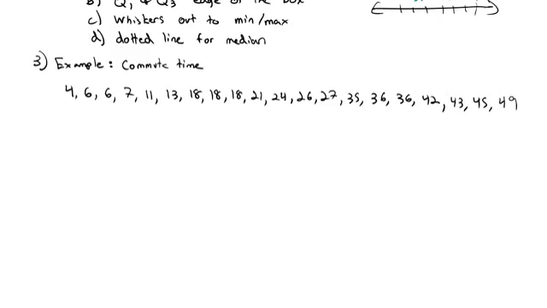We know there are 20 data values. So 20 cut in half is 10. We're going to have 10 below and 10 above. So 1, 2, 3, 4, 5, 6, 7, 8, 9, 10. Cutting in half, 10 below and 10 above, sticks us right between 21 and 24. Because it's right in the middle, we add those numbers together and divide by 2 to get our median value, which is 22.5.